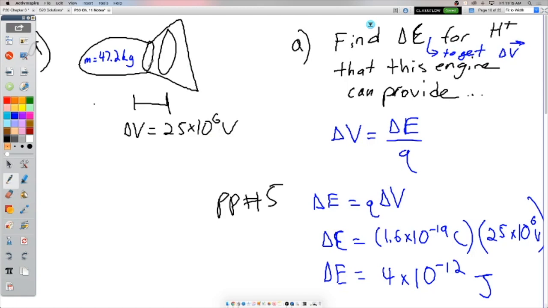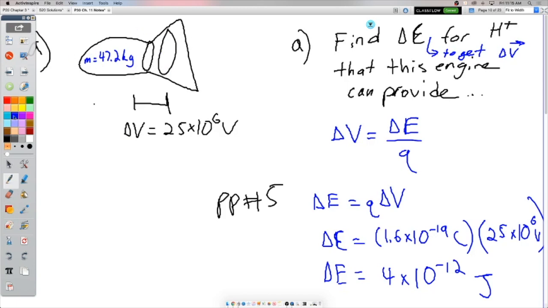What is that saying? It's saying for every coulomb of charge you're going to move, it's going to take 25 million joules of energy. Remember a proton has a charge of 1.6 times 10 to the negative 19 coulombs, so we're dealing with a very small number of coulombs. A high voltage, but a very small amount of charge getting moved. However, protons are also very small, so if we can move a whole bunch of them, we can provide a decent amount of thrust for this engine.